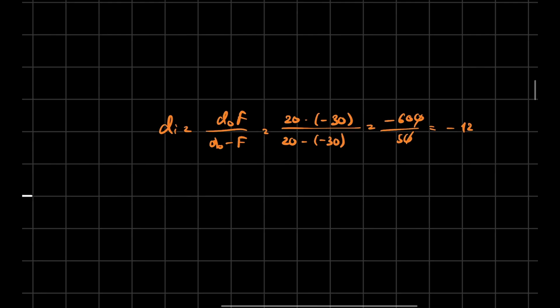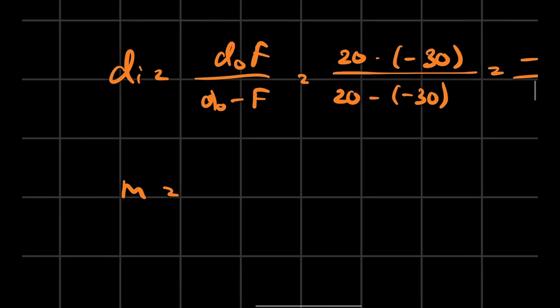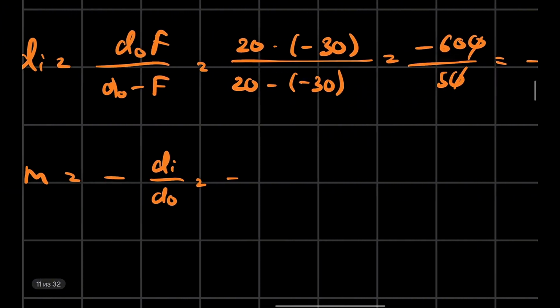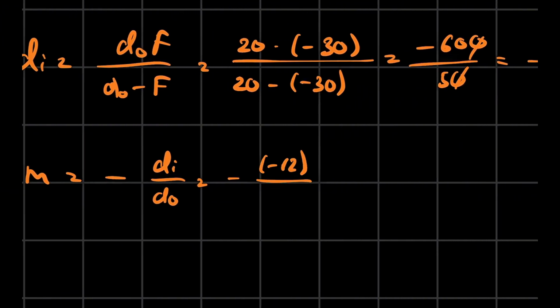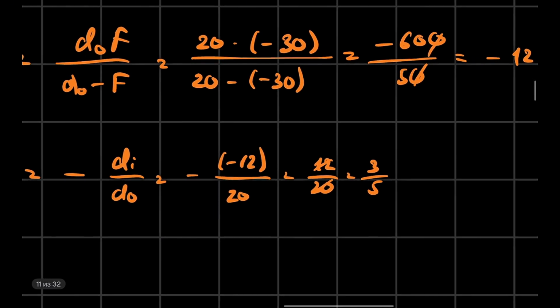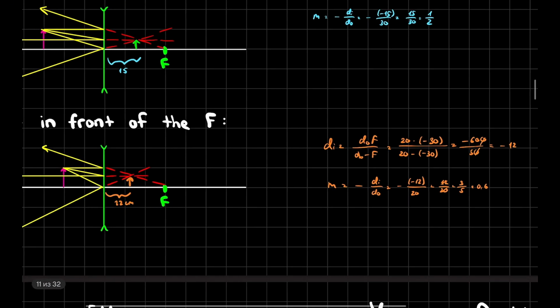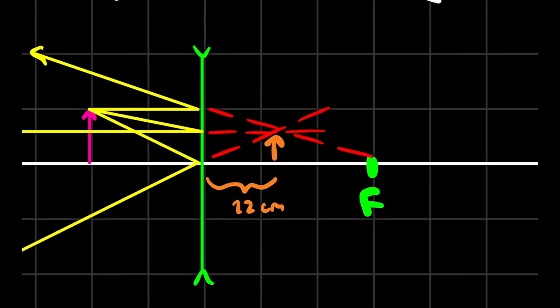And the last, magnification, let's do it, why not? It would be minus DI over DO, minus our DI is minus 12. It would give us positive something, and DO is just 20. And you can see that it would be positive 12 over 20. If we divide by 4, it would be 3, and this one would be 5. Okay, yep. 3 divided by 5 gives us what? It gives us 0.6, positive 0.6. Positive means that it's upright. 0.6 means that it is 60% of its original height.